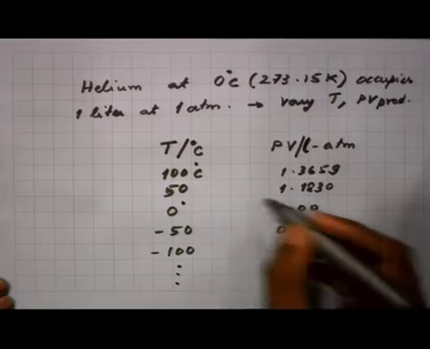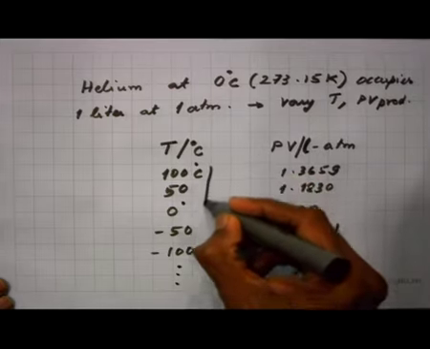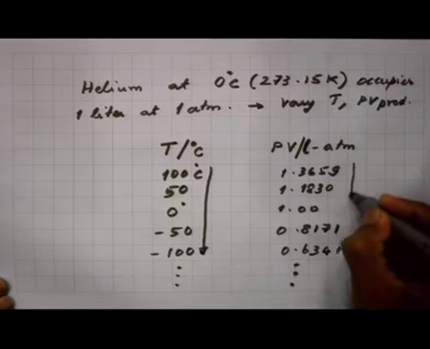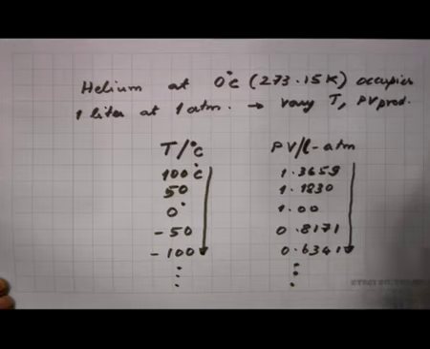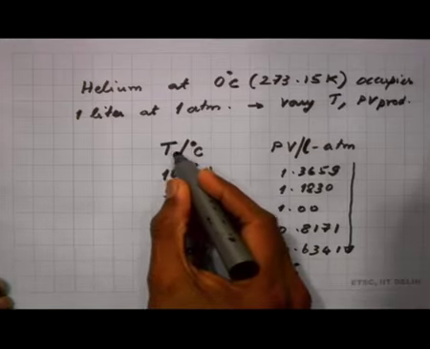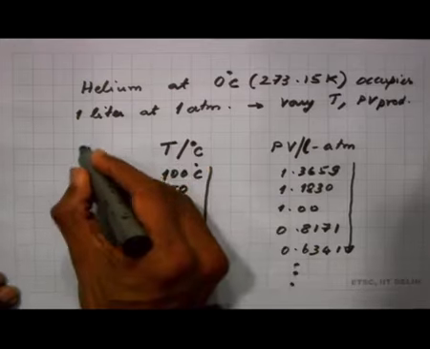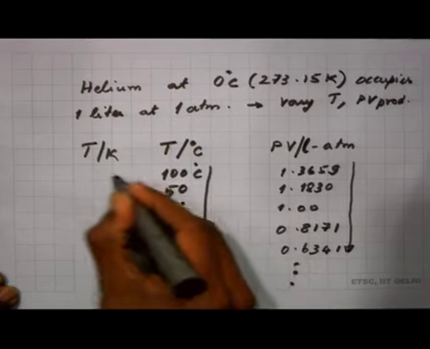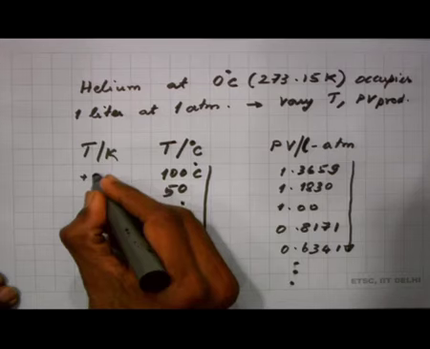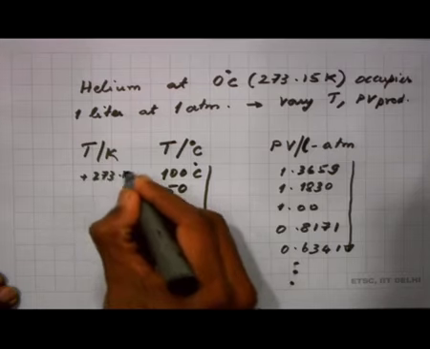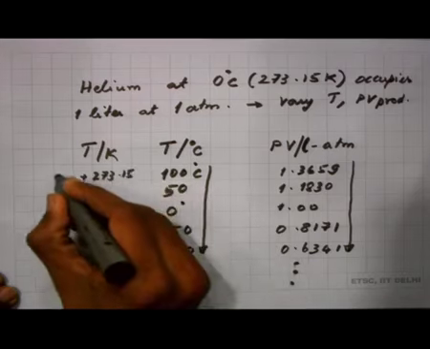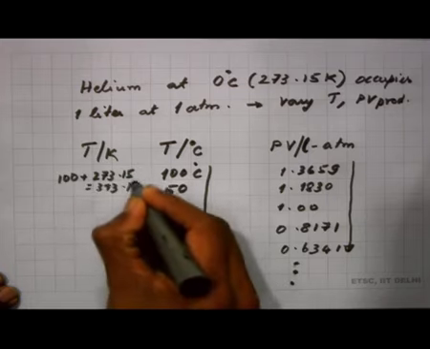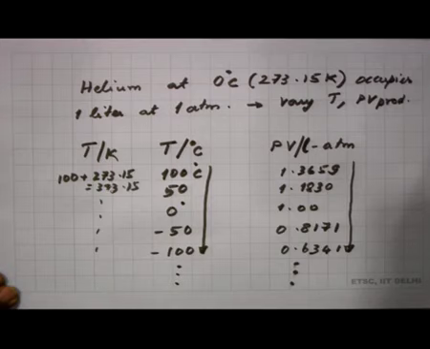Already you start to see a trend. As the temperature goes down, this PV product goes down. And if you wish to convert this into Kelvin, T in Kelvin is this column plus 273.15. So, that will be, in this particular case, 373.15, and so you can do this for the others.